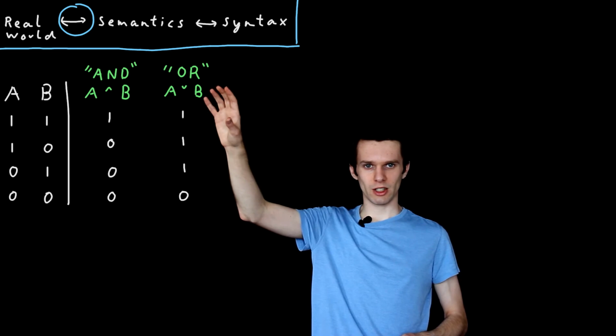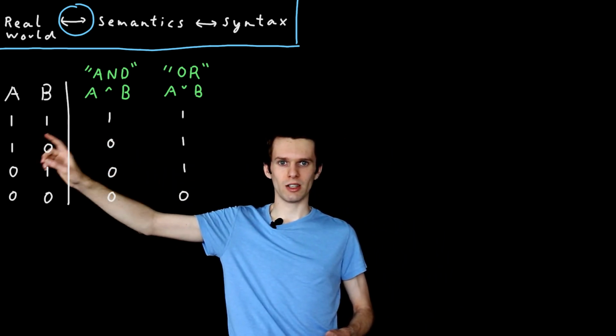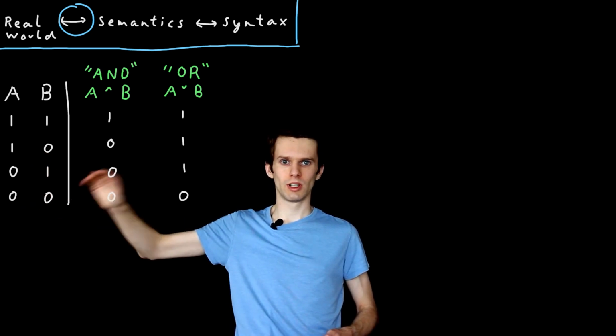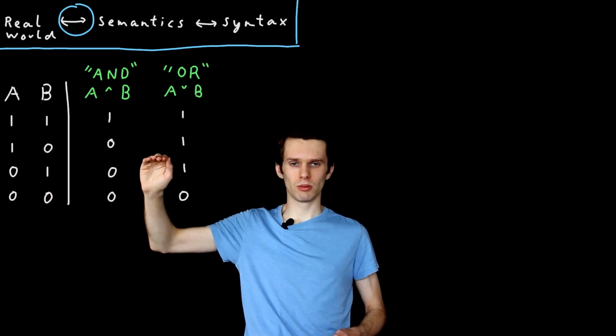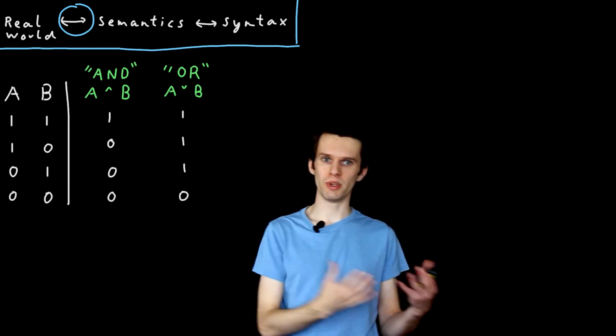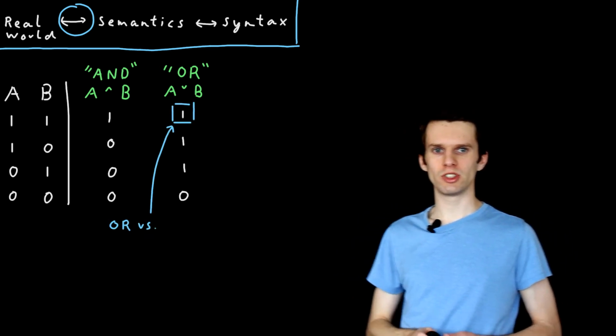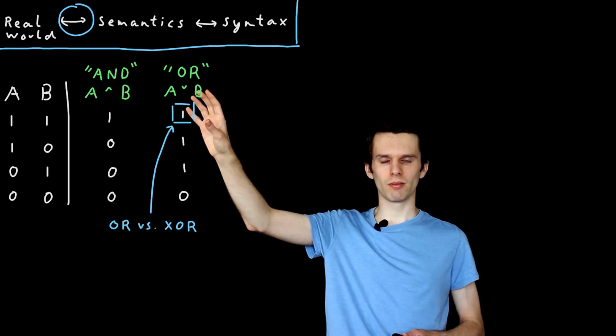So these are the truth table values for or. If at least one of A and B is true, then A or B is true. But if neither are true, if both are false, then A or B is also false. And the interesting value in this truth table is the top one.